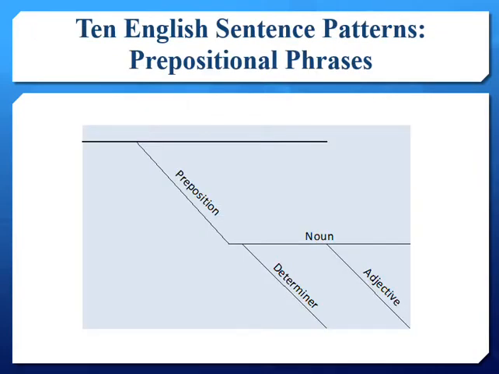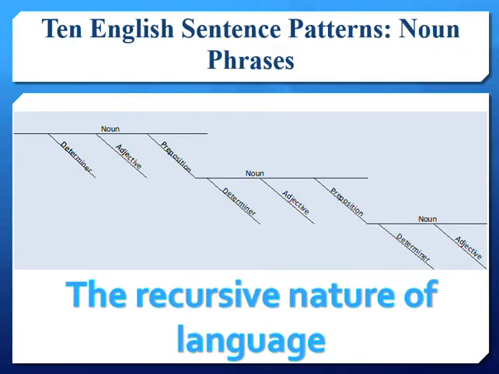As said earlier, the preposition is written on the slanted line, and determiners, adjectives, and adverbs are written on slanted lines under the noun, just like prepositions, because prepositions, determiners, adjectives, and adverbs modify words that are nouns and verbs. Prepositional phrases can infinitely follow one another, just as the line diagram shows. This is the recursive nature of language.